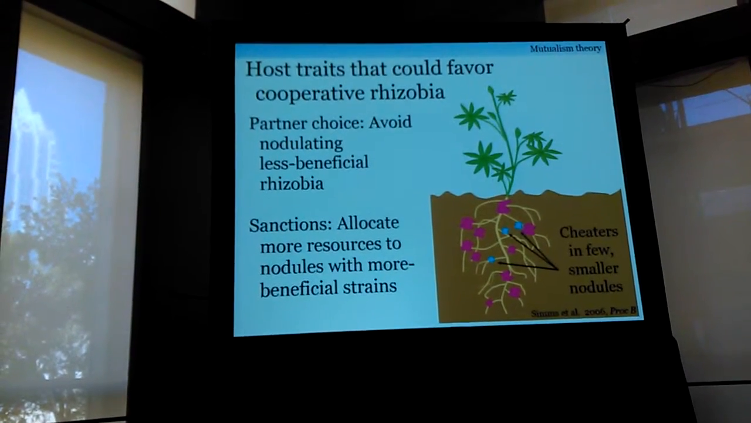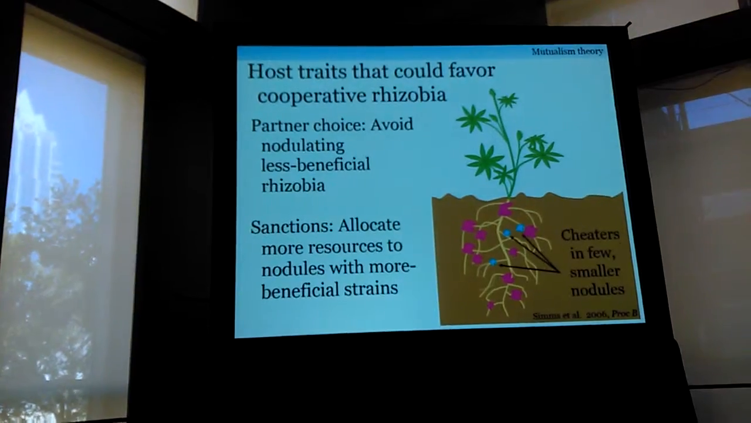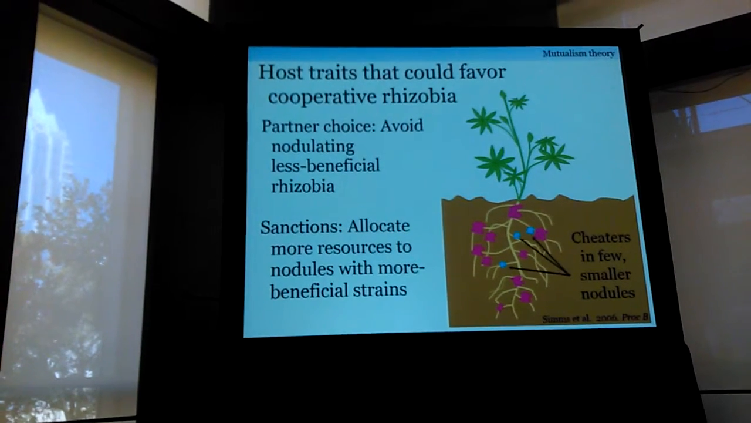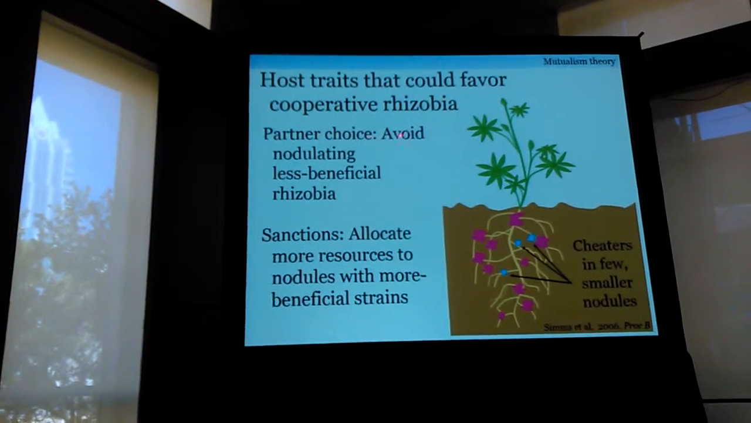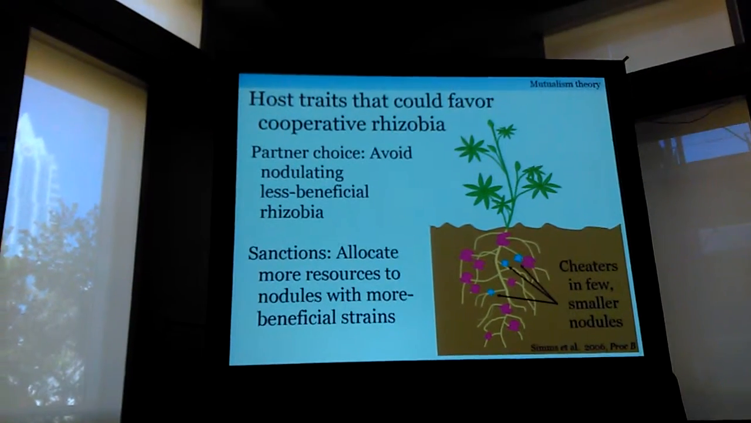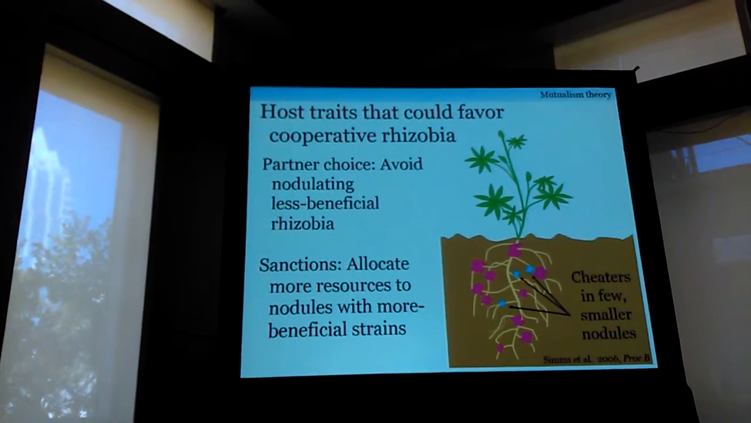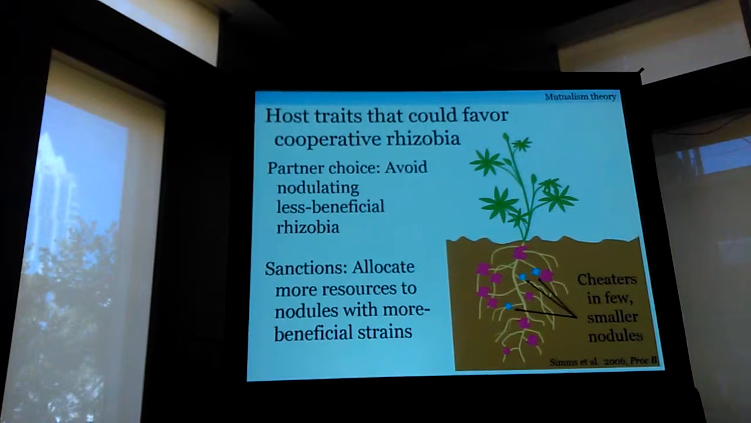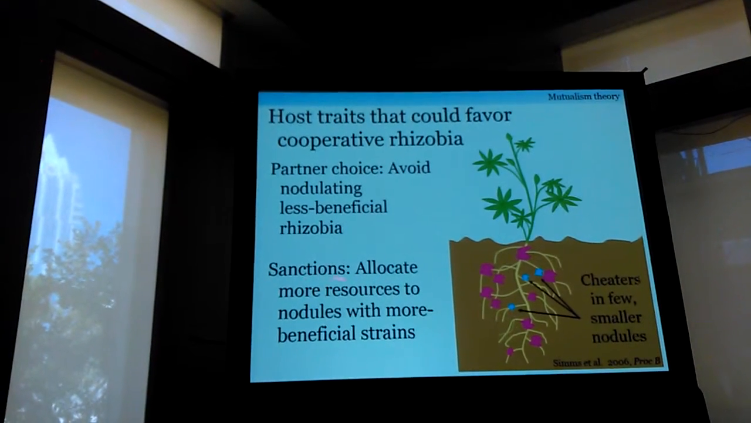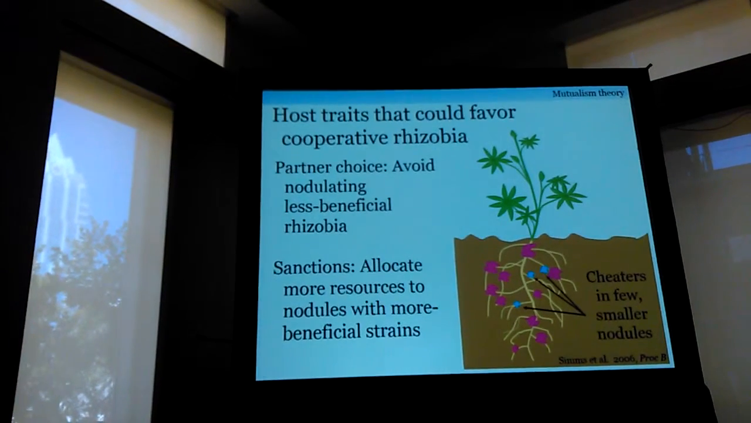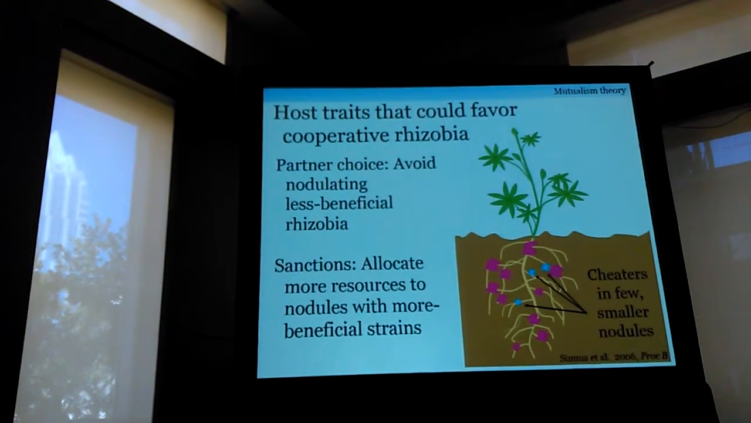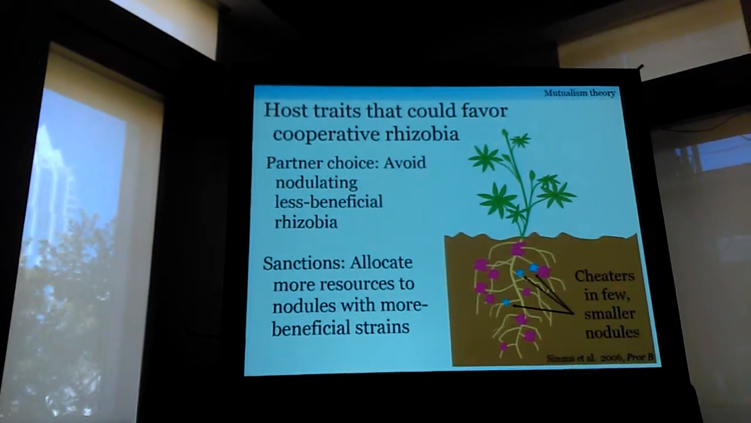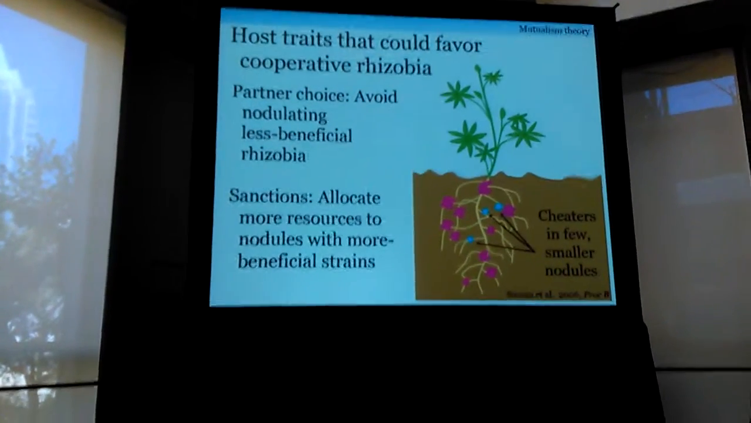And one that's been receiving a lot of attention recently is this mechanism by which phenotypically plastic traits of plants respond to rhizobia traits, fixation traits, and either choose partners that are more beneficial and avoid partners that are less beneficial. And then because this system is leaky, there's also the possibility that the plant might respond to the amount of nitrogen that it's getting from nodules and allocate resources to nodules with more beneficial strains. And so if those 2 systems were operating, we might expect to find cheating bacteria in fewer and smaller nodules.